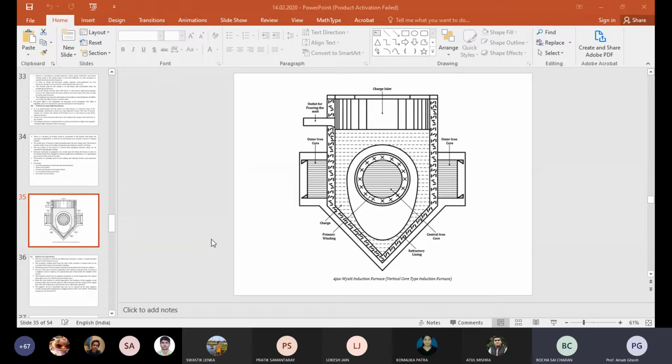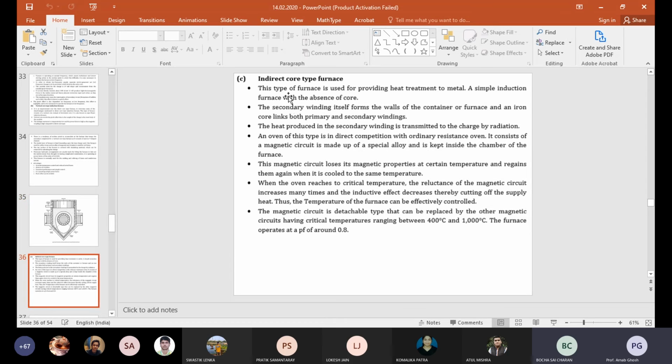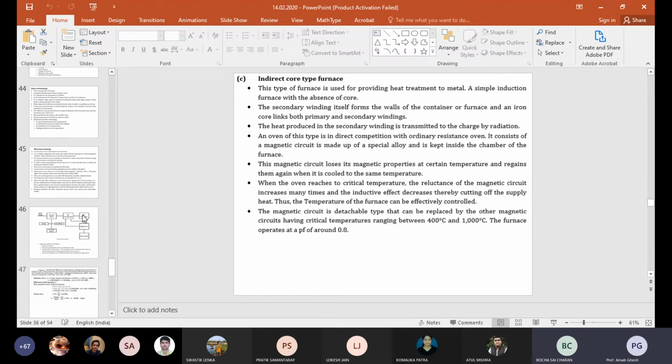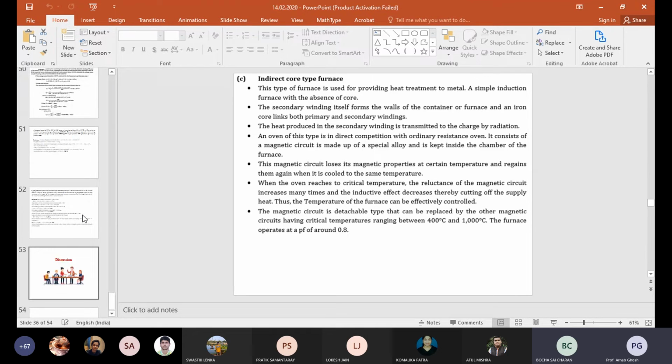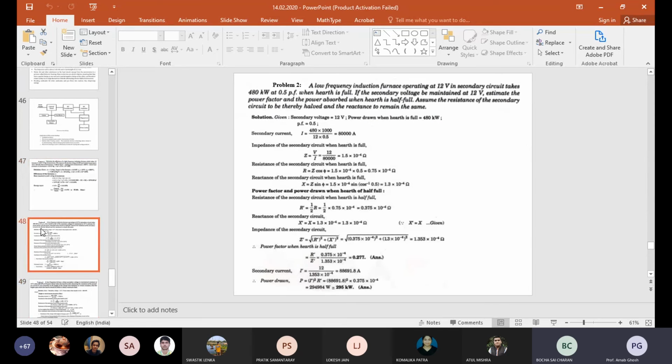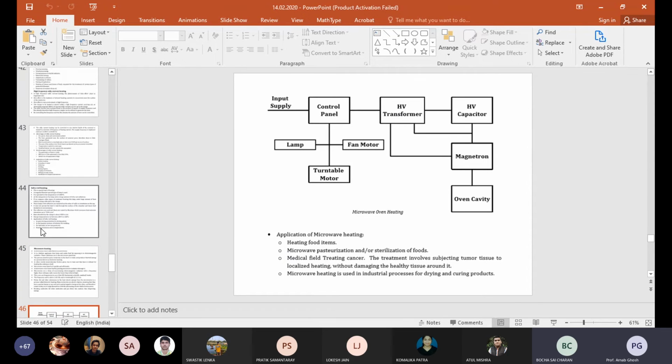Today I have discussed up to this much. From the next class it will be offline mode, so we'll discuss the pending portions in my next class. Next class we'll start from the indirect core type furnace. There are a few slides in this chapter, and some numericals are there. After that we'll discuss welding.